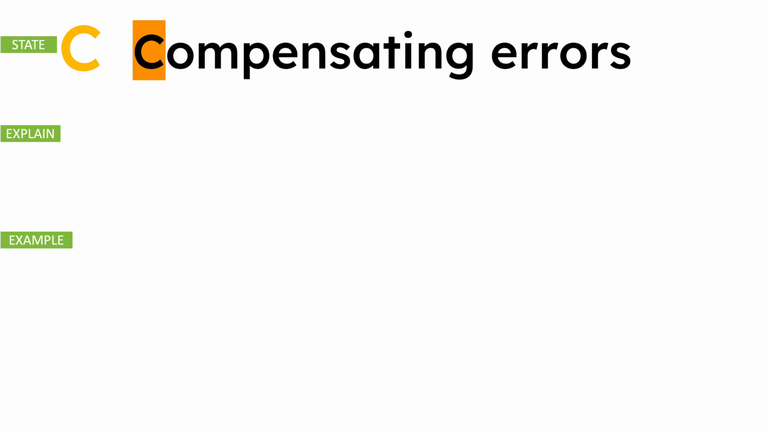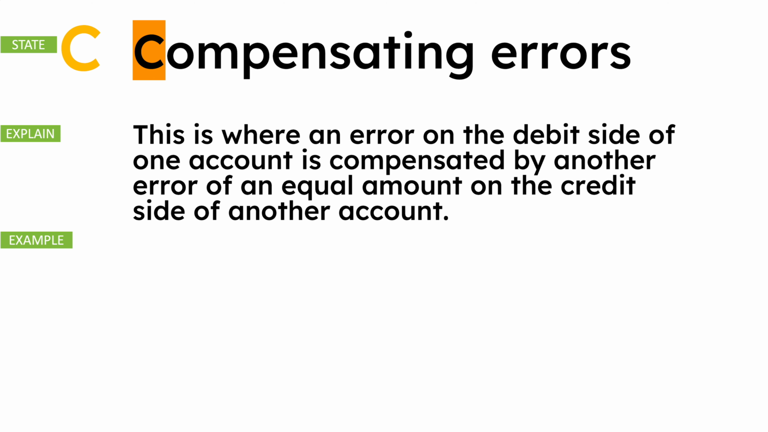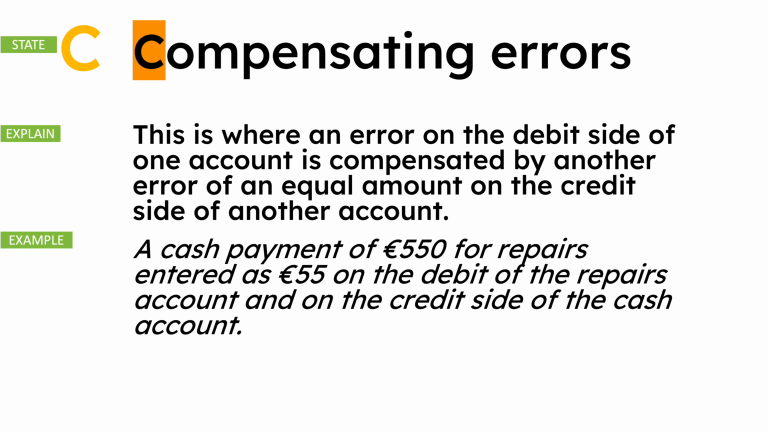C. Compensating errors. So this is where an error on the debit side of one account is compensated by another error of an equal amount on the credit side of another account. So for example, a cash payment of $5.50 for repairs entered as $55 on the debit of the repairs account and on the credit side of the cash account.